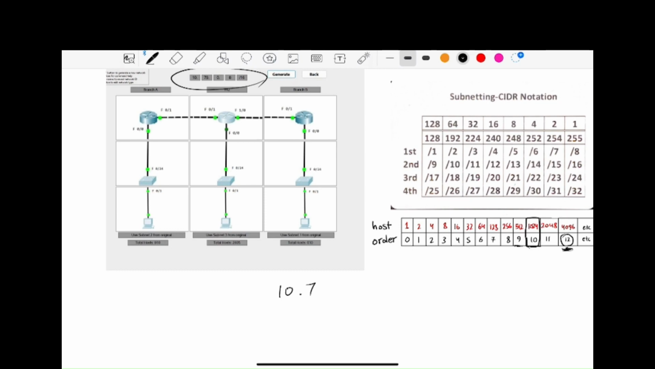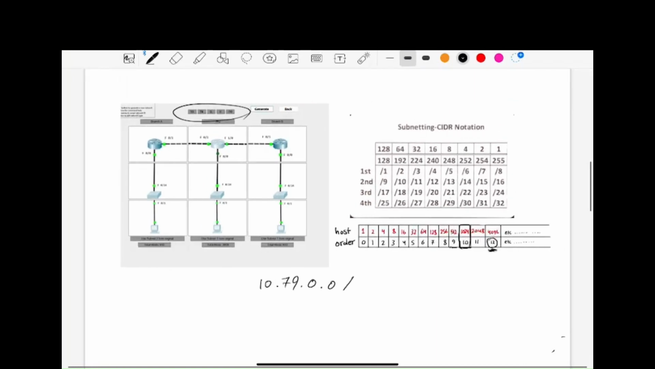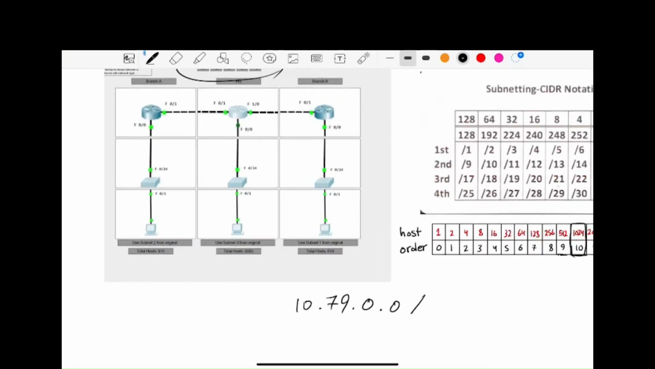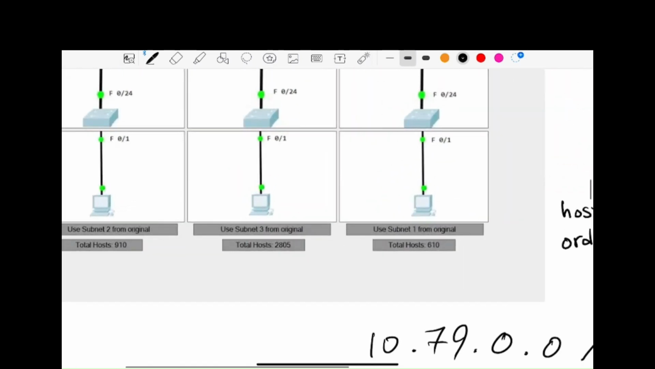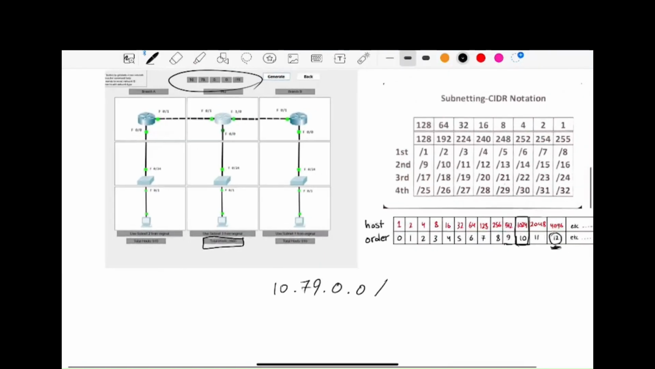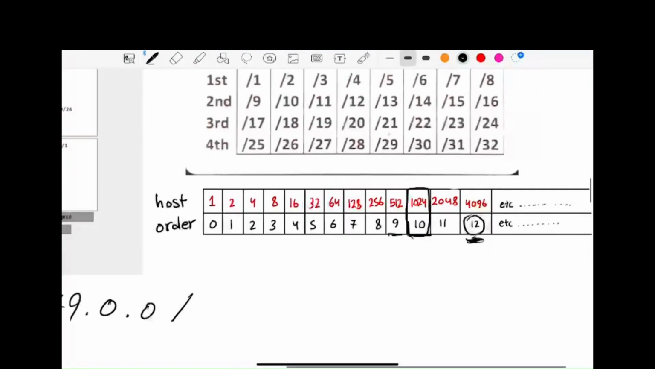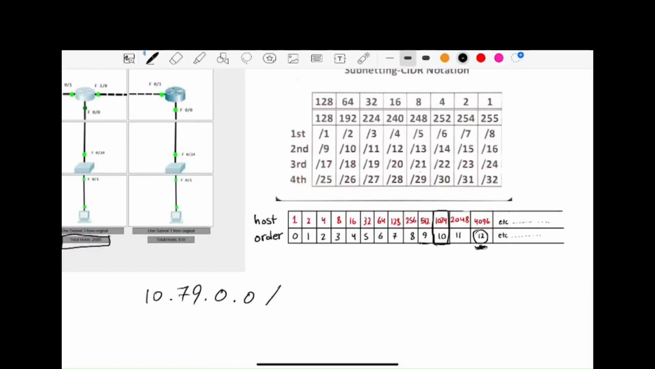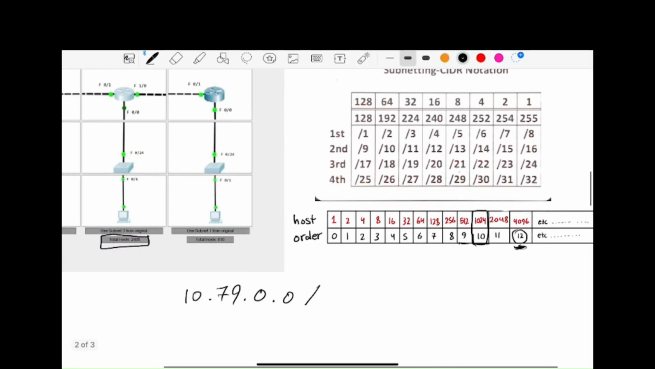Second step is to look for the highest total host needed, which in our case is 2,805 hosts. Then we will look for the number that can be used to get the total of hosts needed. We know that 2,000 hosts is not enough since we need 2,800 at least.